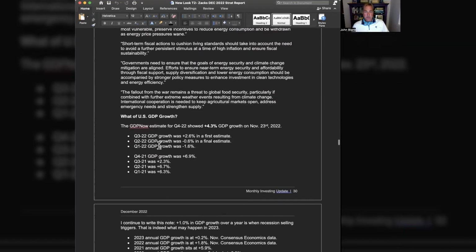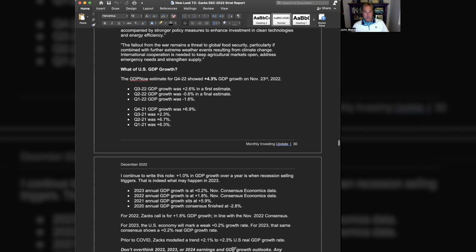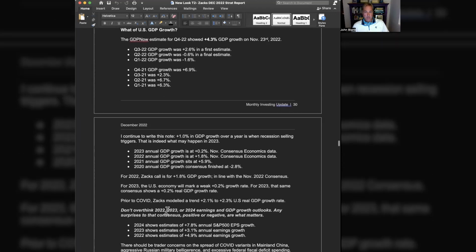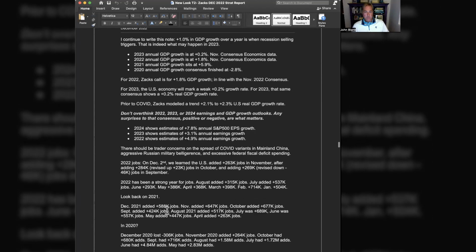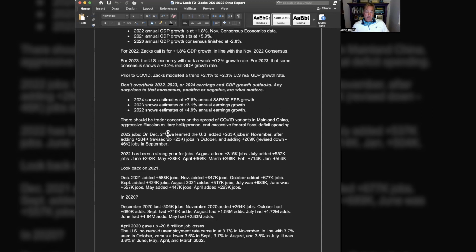Then, of course, I give you the GDP growth. What I need you to understand here is I will use GDP now from the Atlanta Fed, and I will also use the consensus economics data that we buy from London, and I will update this. I will tell you the forward look on these areas of the United States, and I'll tell you where the job numbers come. Every month, we put this out on the job number day.